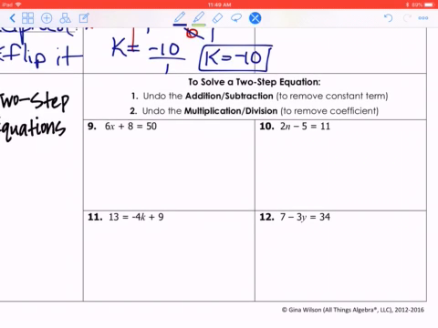So we have to move the constant term, okay? Then we'll undo multiplication or division to remove the coefficient. So remember, a constant is a term that has no variables. And the coefficient is the number that's in front of the variable, just so you keep that in mind.